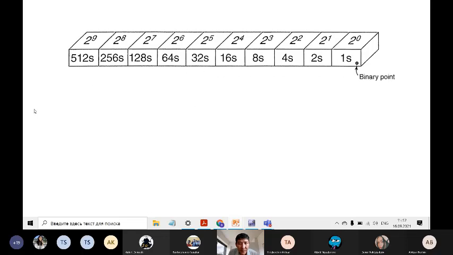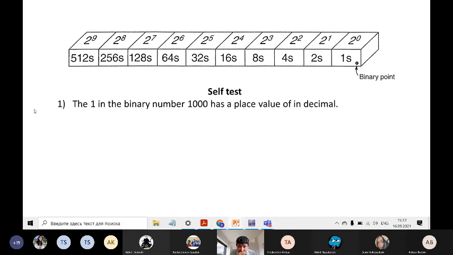Next one. It's great that you have a notebook. You need to draw, not now, but when you do homework, please draw this diagram. It's very helpful because you will do a lot of calculations. Here we have a self-test. The 1 in the binary number 100 has a place value of what in decimal?